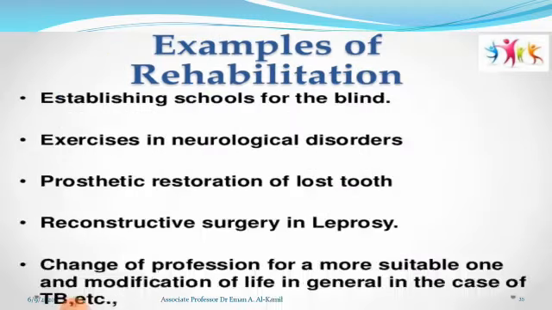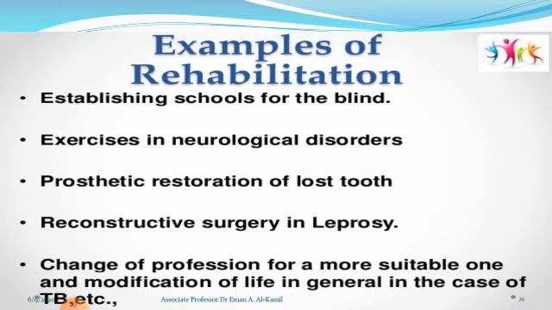Examples of rehabilitation include establishing schools for the blind, and exercises for neurological disorders such as I mentioned in the CVA. For example, the establishment of schools for the blind. There are certain programs for children who have blindness. By this time, there are certain mobiles, computers, and iPads which are established for individuals who are blind.